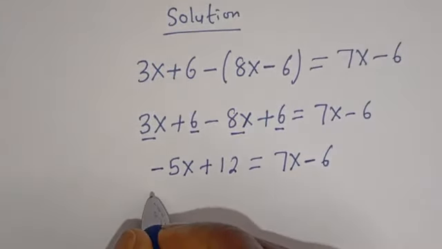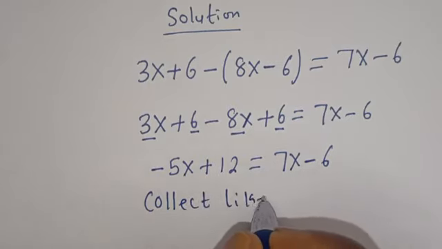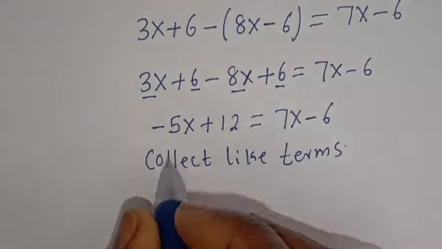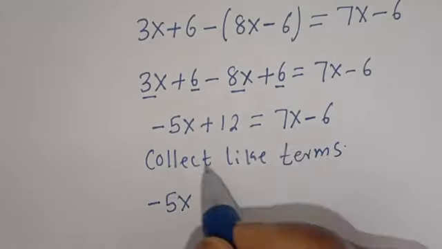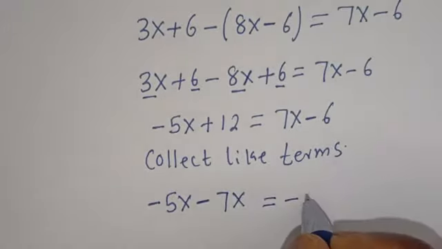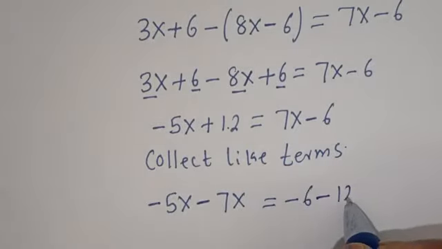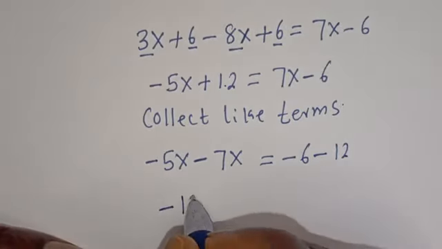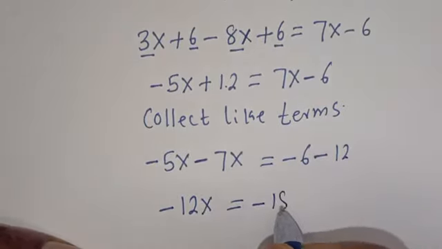Let's collect like terms. We have minus 5s. Here is 7s. If you bring it to this side, it becomes minus 7s, is equal to, here we have minus 6. This is plus 12. If you take it to the other side, it becomes minus 12. Now, minus 5s minus 7s, that is minus 12s, is equal to minus 6 minus 12, that is minus 18.